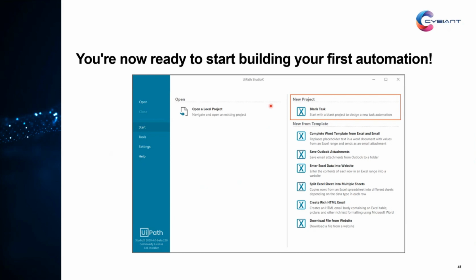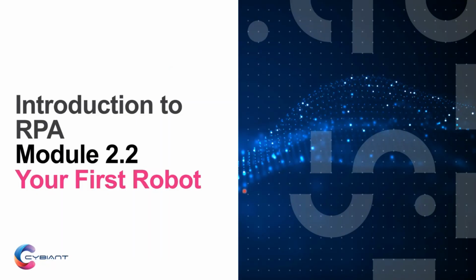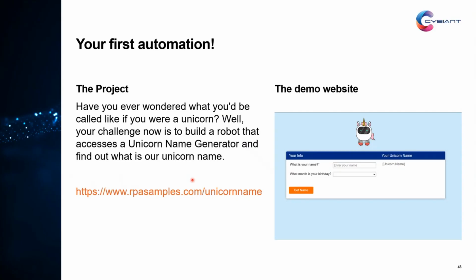Okay, if you have managed to install the add-in and the extension already, then you're all good to start to build your first robot. In order to do so, you open up again, click on start, and then in the new project, you click the blank task. That is where we will be building your first robot.